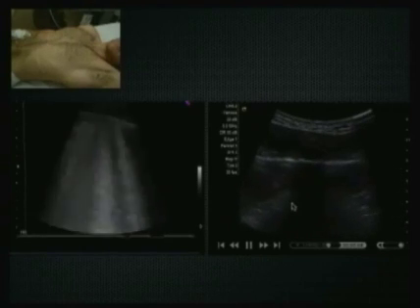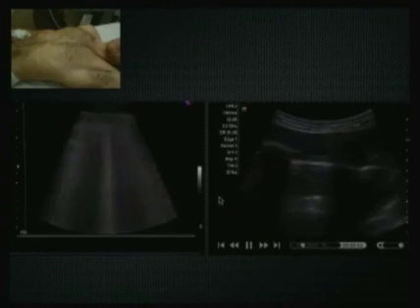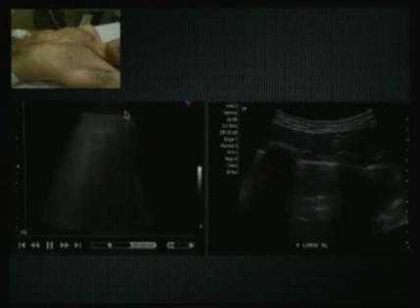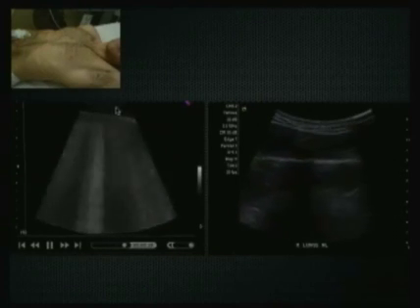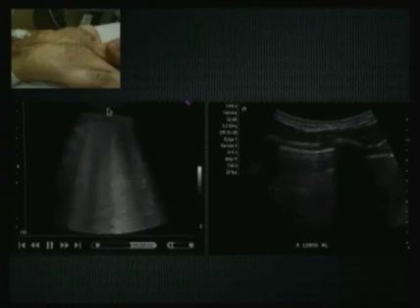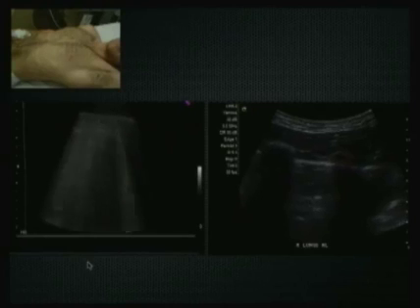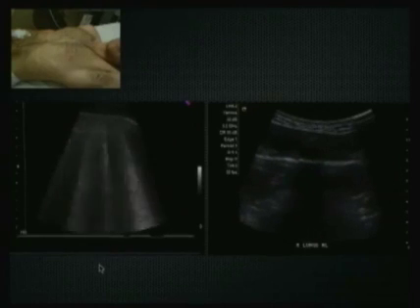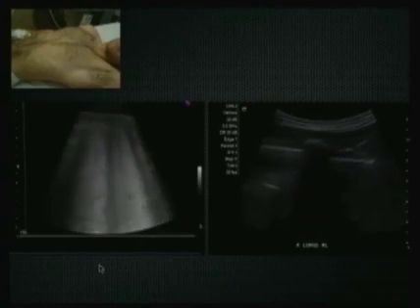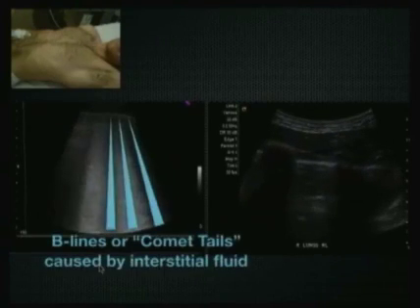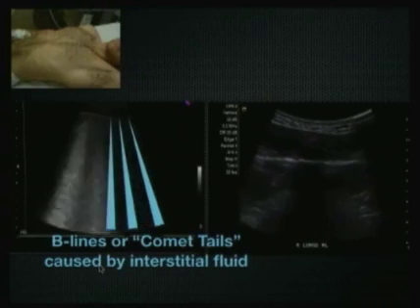Now, whenever you have fluid in the lung, you get this different type of reverberation artifact that's called comet tails, or some people call it the strobe lights. And those go from the top of the pleural line all the way down to the bottom of the screen. And whenever you have a lot of these, that's diagnostic of pulmonary edema. So basically the combination of these things tells us the patient is definitely clinically in heart failure.